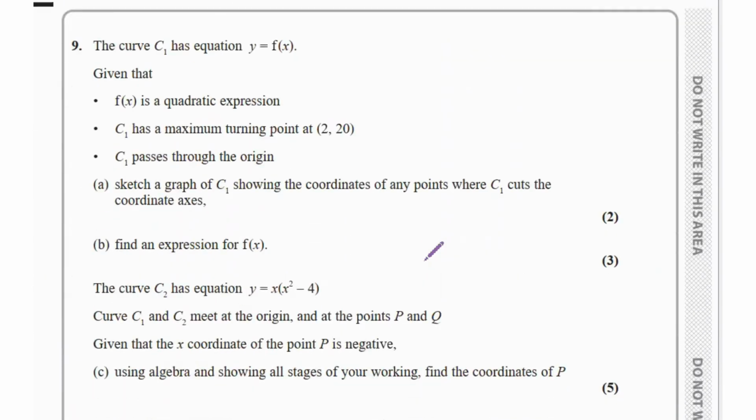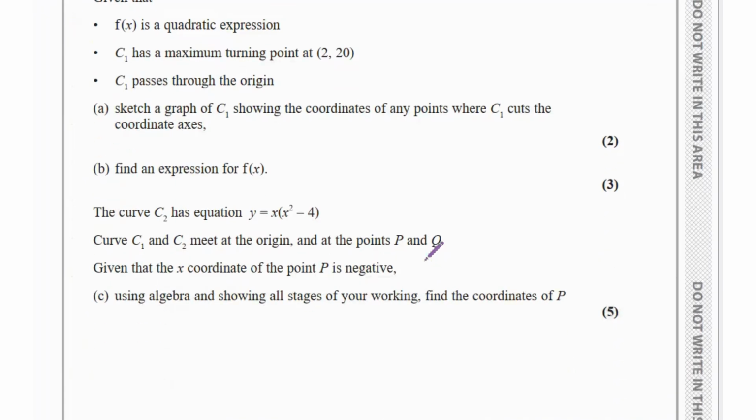Then question 9 says the curve C1 has equation y equals f of x, given that f of x is a quadratic expression. C1 has a maximum turning point at (2, 20). C1 passes through the origin. Sketch a graph of C1 showing the coordinates of any points where C1 cuts the coordinate axis. So it's a quadratic expression. It has a turning point at (2, 20). It's a maximum turning point.